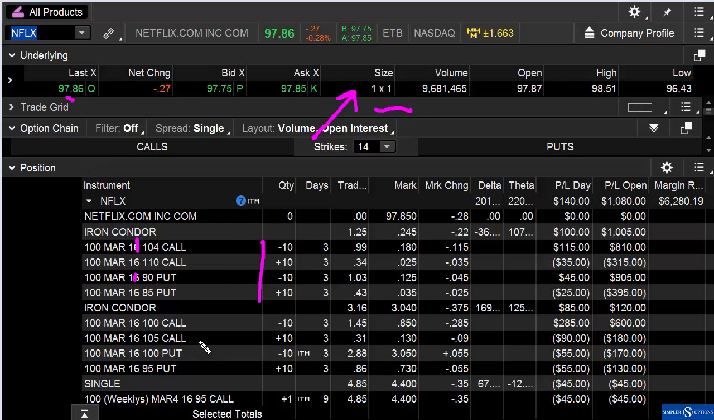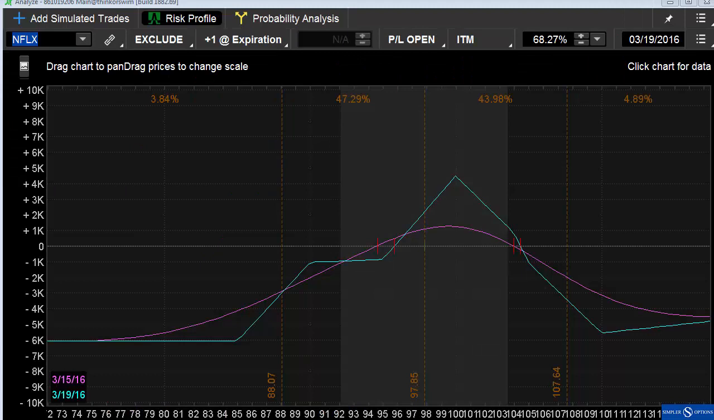And then this is an iron fly, where we sold the $100 call and the $100 put with the idea that we're just going to kind of stick in that range. And then I got one call for good measure, since it is a long call in case Netflix just completely takes off, and that'll kind of help alleviate my risk if we blow through $100.